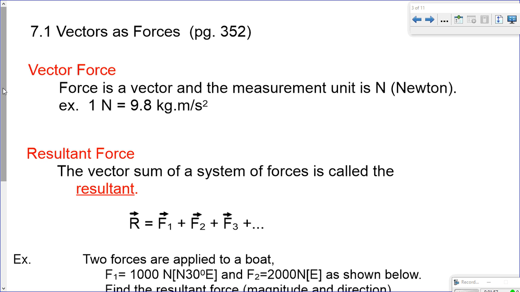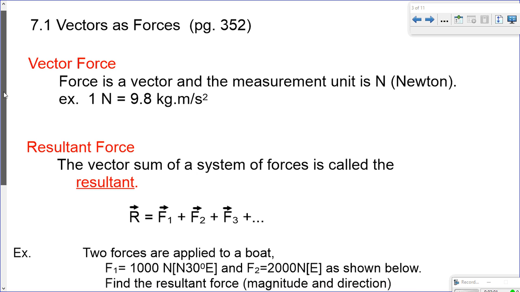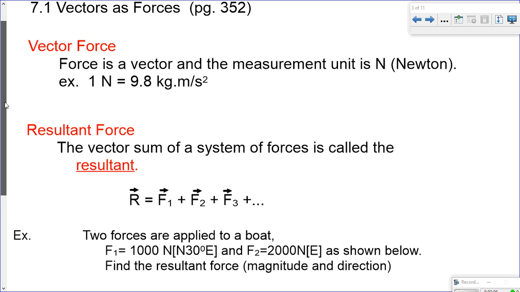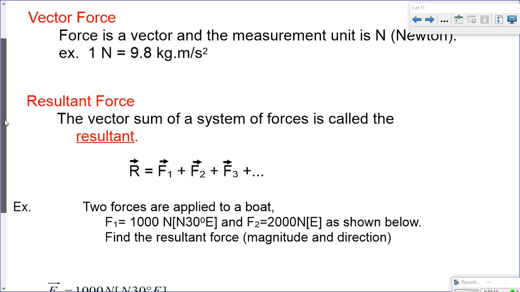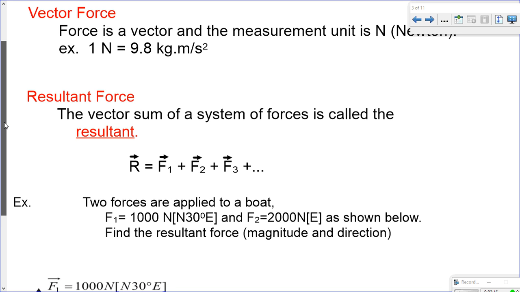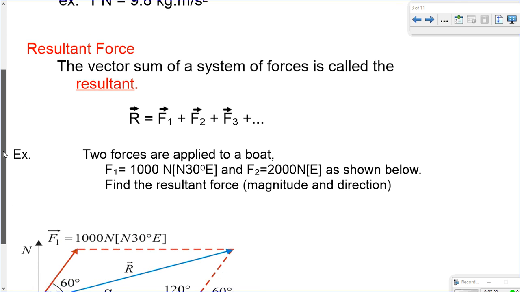Okay, so right off the bat here, vector force, we just need to do some definitions. Force is a vector that's measured in newtons, and 1 newton is equal to 1 kilogram meter per second squared. Resultant forces are a combination of a system of forces. So our resultant force gets calculated by looking at all the forces that go into building a system.